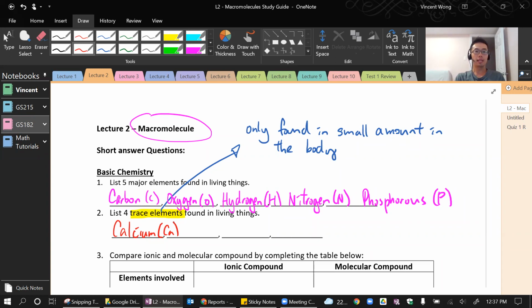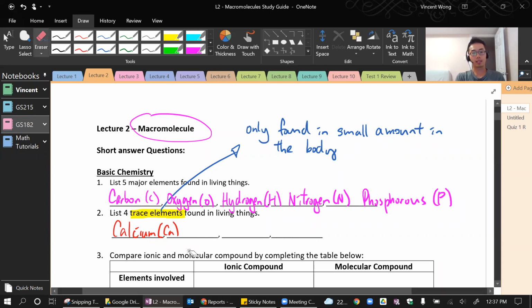So tell me, anyone else, anyone can tell me, what other trace elements are there besides calcium? Anything that you read or heard in the lecture? Yep. Okay. So very good. I have a bunch of people telling me stuff.